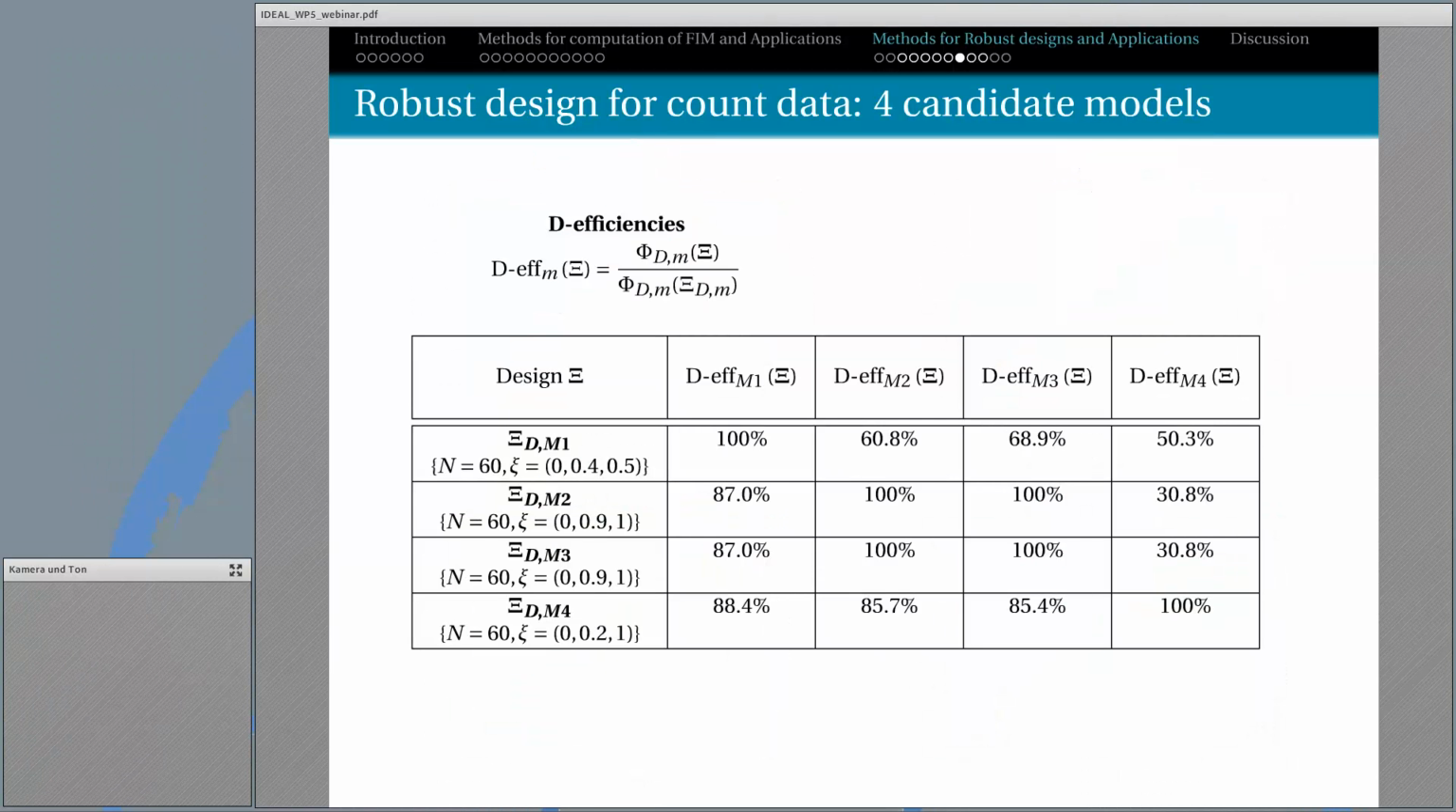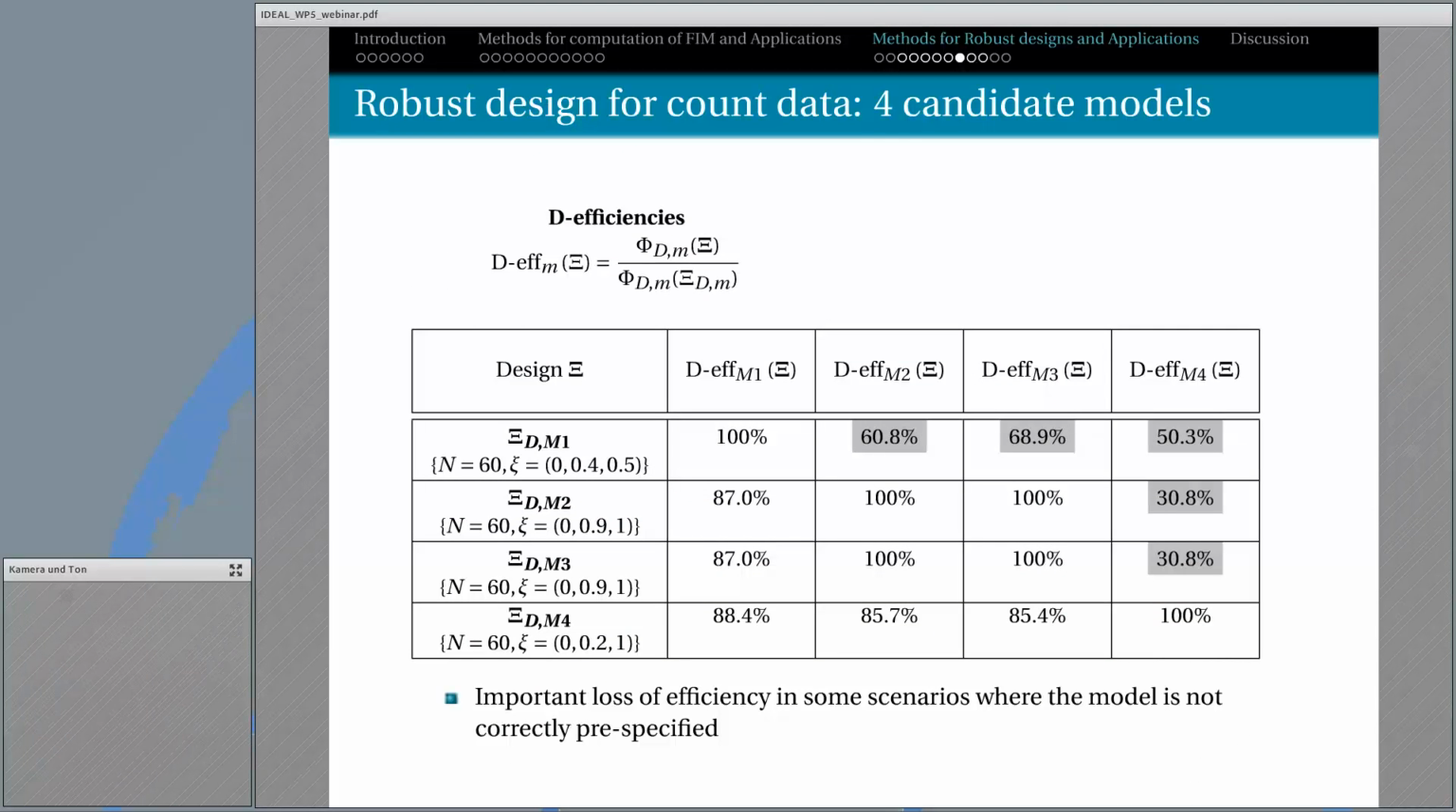In that slide here, we have computed what would happen if you use the optimal design for model M1, but the model was M2. Your efficiency compared to the optimal is 60%. But worse, if you find the optimal design for model M1, but at the end your model is M4, you have a loss of efficiency of 50%. It means that all your variances will be increased by a factor 2. So really a loss in precision. If you were to use the design for model M2 and at the end the model is M4, you have a loss of efficiency of 30%, which is a very high loss.